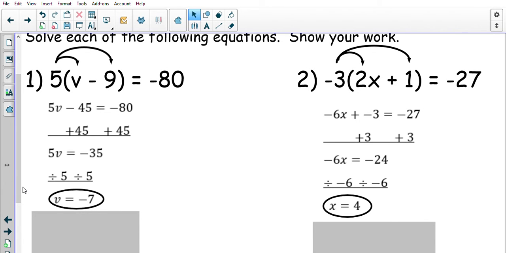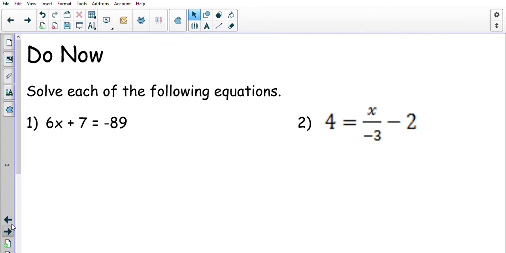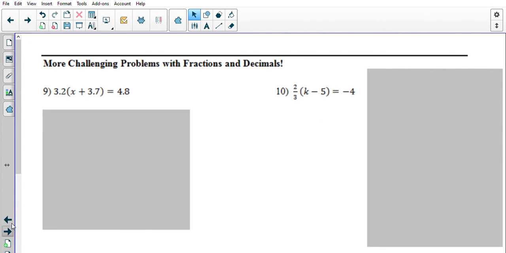All right, hopefully you did pretty well on those, but keep in mind this is something we're going to continue to review and practice, plus there is an additional practice sheet you can look at as well. All right, let's go ahead and take a look at number 9.